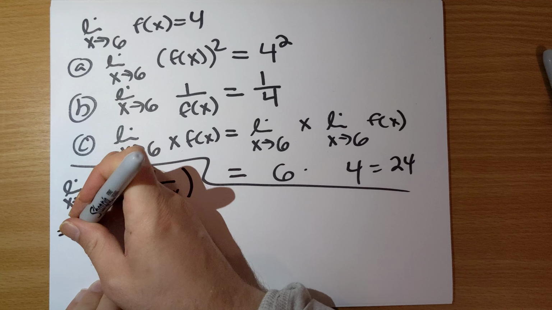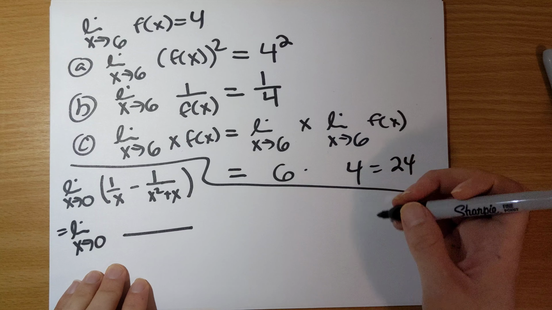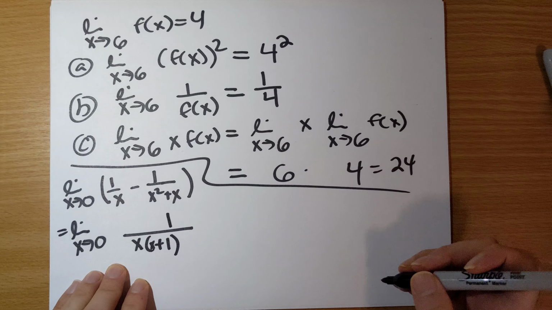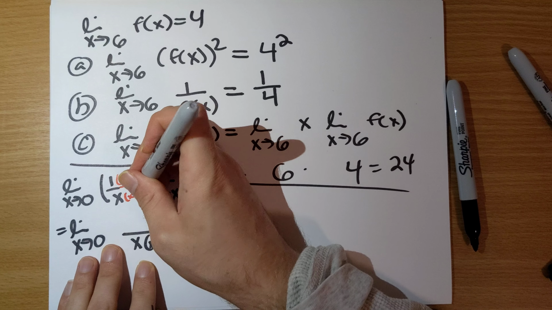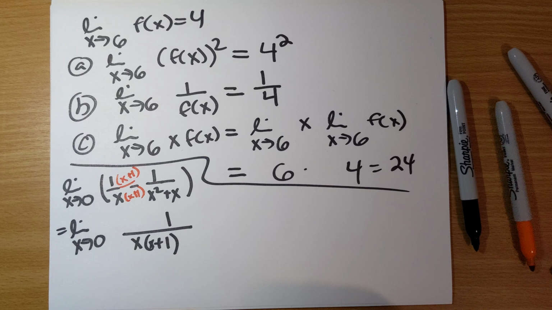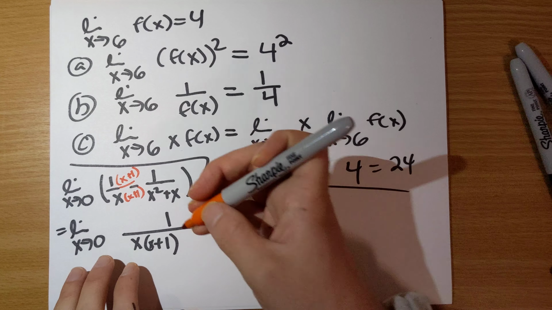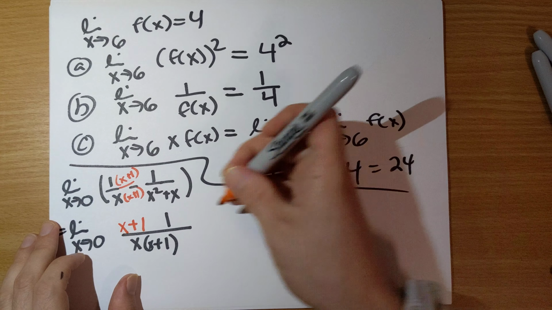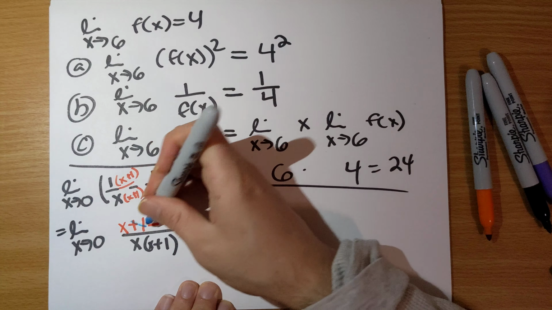So the thing to realize here is that x squared plus x is going to be x times x plus 1. And so what we're going to do is multiply and divide this first term here by x plus 1 over x plus 1, so we can put it over this common denominator. And so we end up with 1 times x plus 1, which is x plus 1, minus 1 over x times x plus 1.